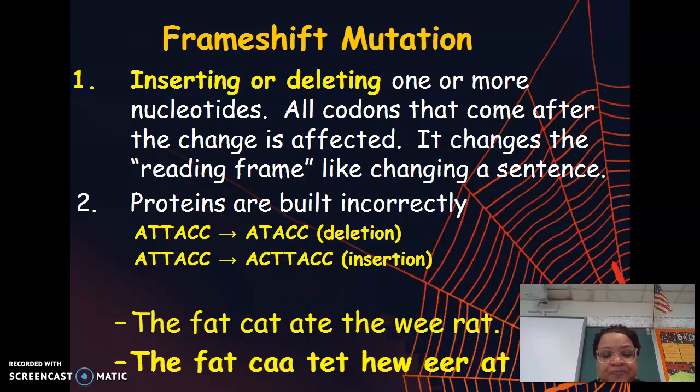Another way to look at it as changing the reading frame, if we had the sentence, the fat cat ate the wee rat, right? If we insert an extra A in cat, we can no longer read that sentence. You can't read it after the fat. That's the same thing that happens in building those proteins. If the ribosome can't read what amino acids it's supposed to be building, it can't build the protein correctly. So it changes the reading frame. It changes how the protein is built.